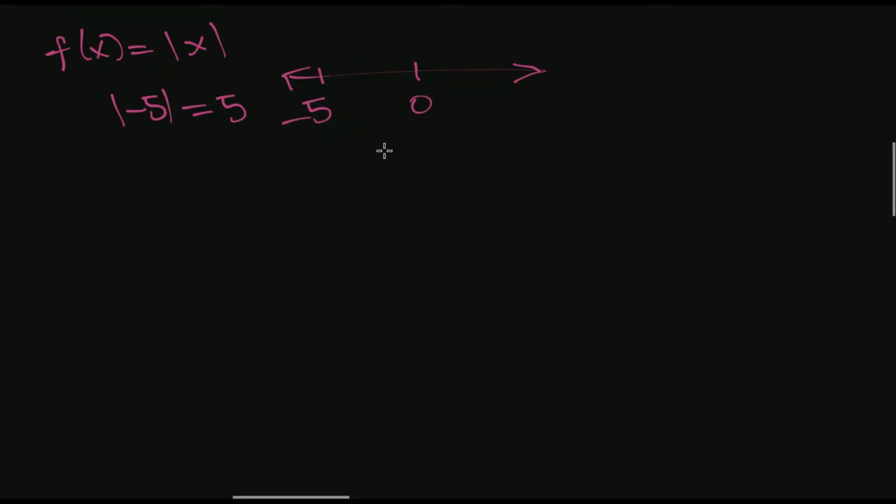How do we graph an absolute value function, such as f of x is equal to absolute value of x? Well, what does absolute value mean? Absolute value is the distance between a number and 0. So if I have the absolute value of negative 5, this is equal to positive 5 because the distance between 0 and negative 5, it's a distance, so it's positive 5.